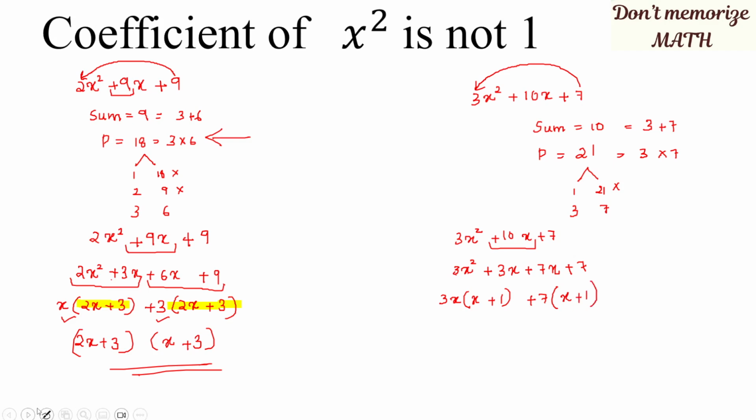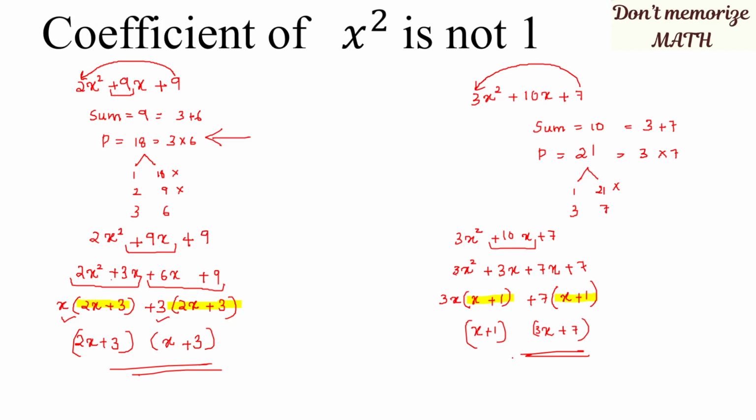So now we can highlight it. x plus 1 is common for both the terms, so take x plus 1 outside, so that you will get x plus 1 times the bracket 3x plus 7. With the negative we will be discussing when we discuss the past paper questions. So these are the main questions of factorizing quadratic expressions with the coefficient of x square not 1. That's it. This is the method.